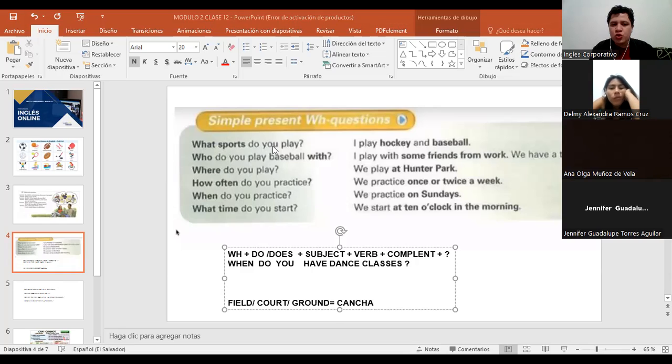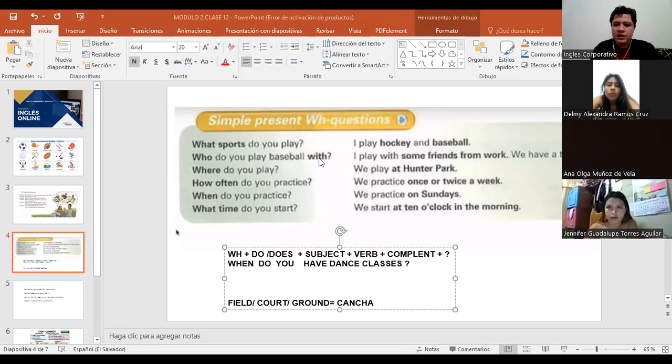What sports do you play? ¿Qué deportes juegas? I play hockey and baseball. Who do you play baseball with? Guys, do we remember this, when we added the prepositions? Remember: for, with, in. Do you remember? Yes. Okay, so remember, they will always be at the end. Siempre van al final, right, guys?